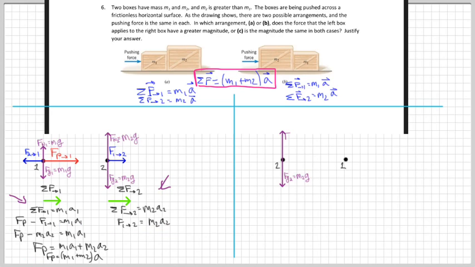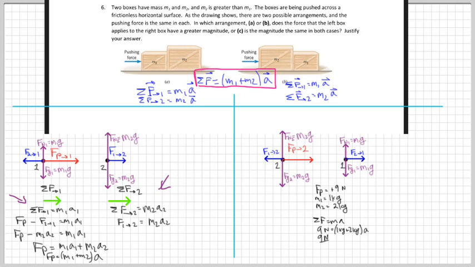Now looking at the scenario on the right, scenario B, I'm drawing my free body diagrams. They're pretty much the same except reversing the positions of the boxes. So I have my force of my push now on box 2, and the pushback is of box 1 acting on box 2, and the only force acting on box 1 in scenario B is the force of box 2 pushing on it.